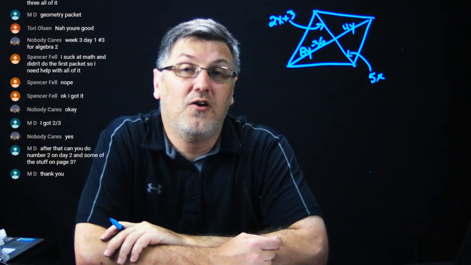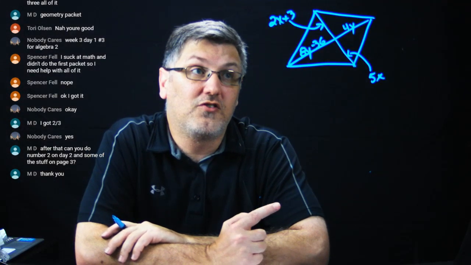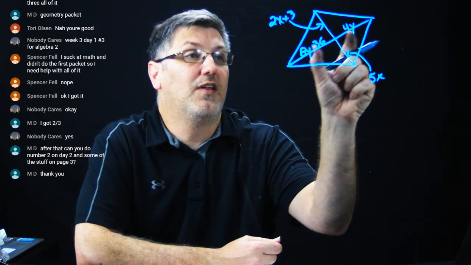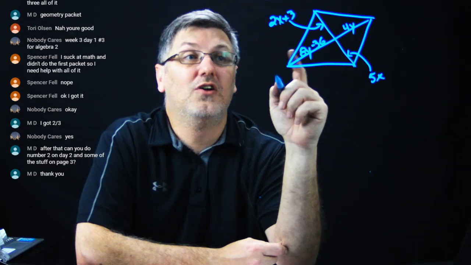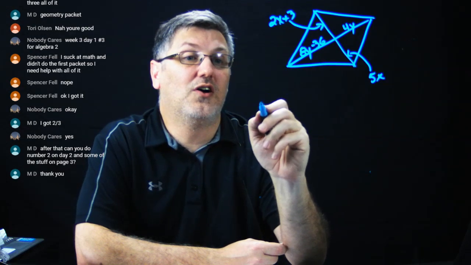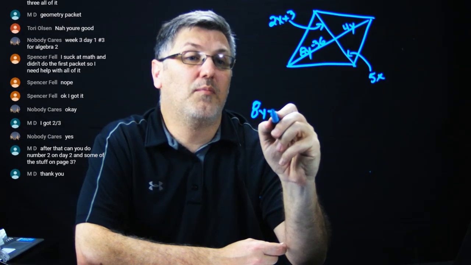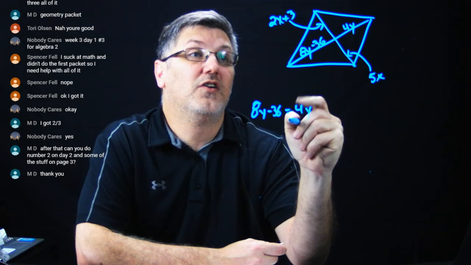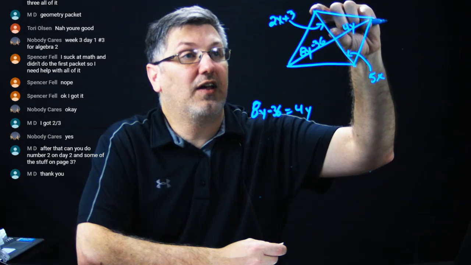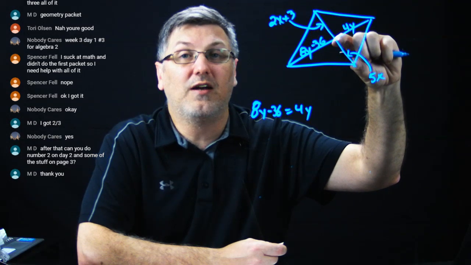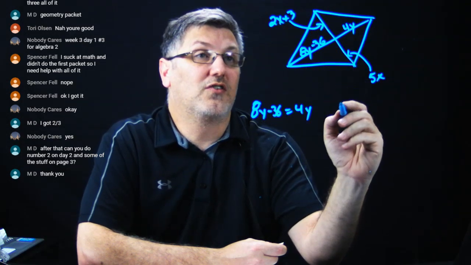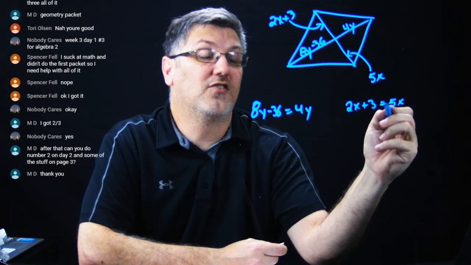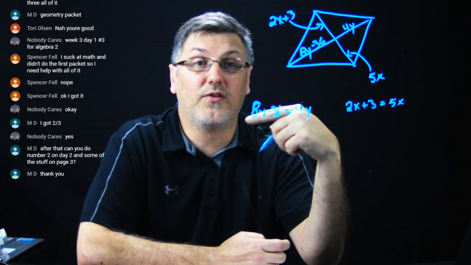Well, for that to be true, for this to be a parallelogram, to find the x and the y, this length and this length have to be the same. They have to be congruent. So that leads to an equation of 8y minus 36 equals 4y. Same thing on this diagonal. This segment should be congruent to this segment. So we just set those equal. We have 2x plus 3 equals 5x. This is a lot like those problems on the previous page.